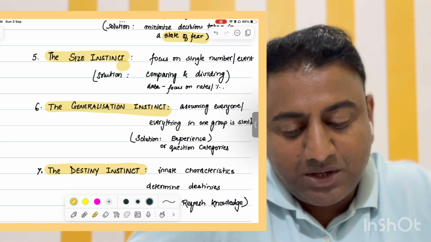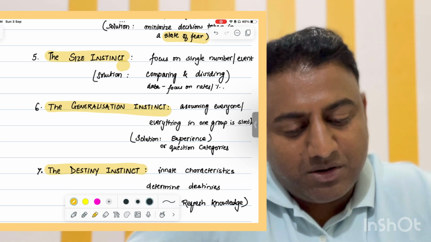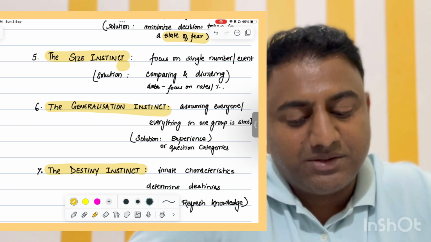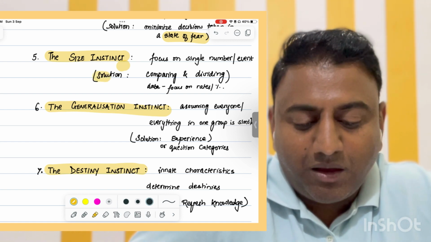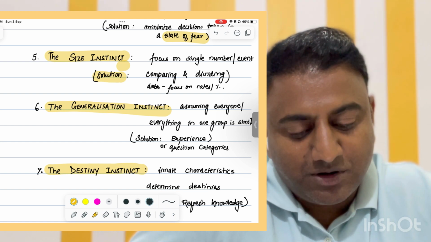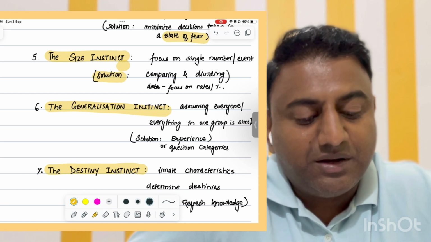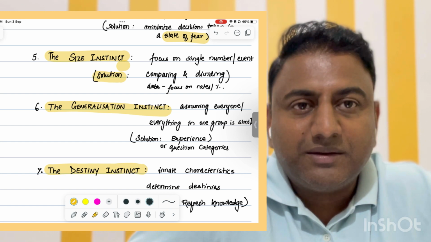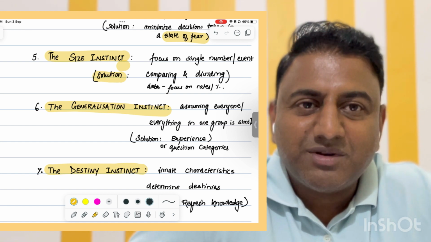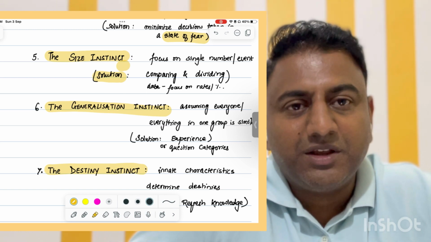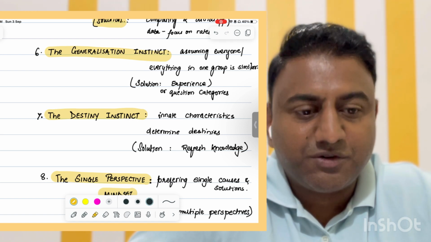The next instinct is the size instinct. Now, what is the size instinct? We tend to focus on a single number or event rather than seeing the patterns. And then we define the situation by that one particular factor or event, giving too much importance to the size of that particular event. The solution to this is comparing and dividing the data, seeing the rate change or the percentage change. Absolute numbers can also be misleading, but the percentage will give you a more comparative advantage. So therefore, we should focus on the data in terms of rates or percentage.